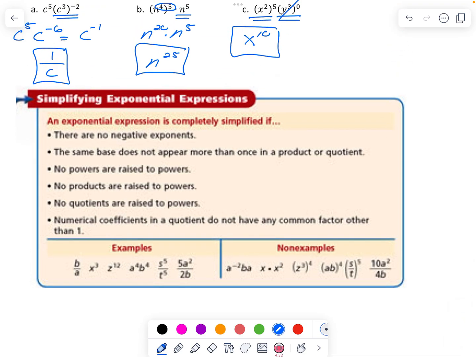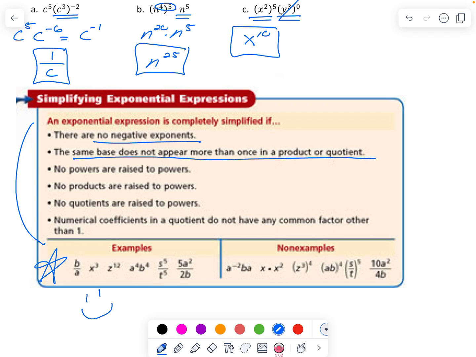So remember, your final answer should fit all these criteria. No negative exponents. Everything should be simplified, like you shouldn't have two x terms or two a terms. Same base does not appear more than once. No powers raised to powers. There shouldn't be any parentheses in your answers. So all of these here are good. Those are happy face, right? Those are all good looking answers.